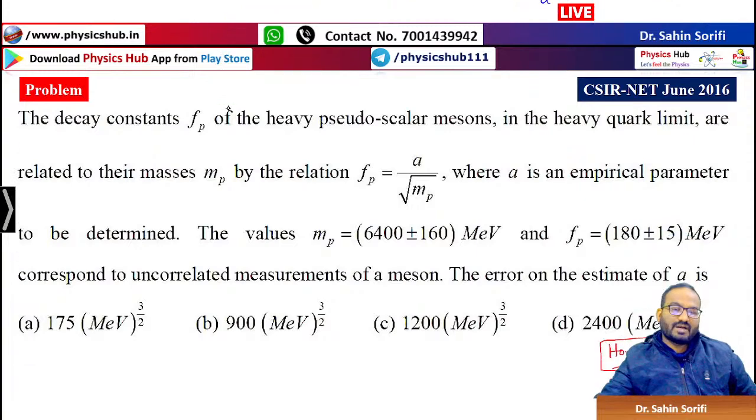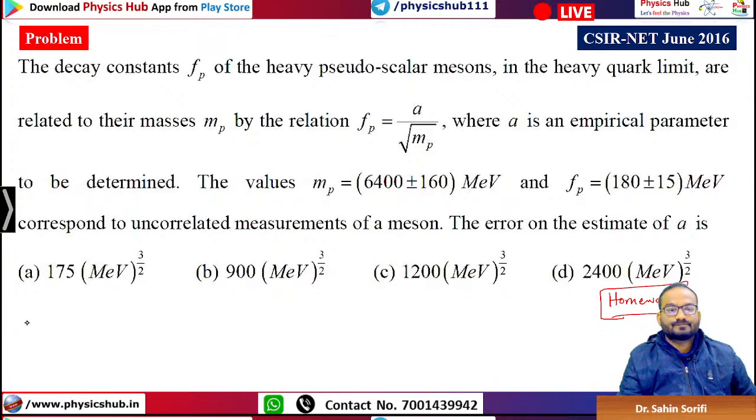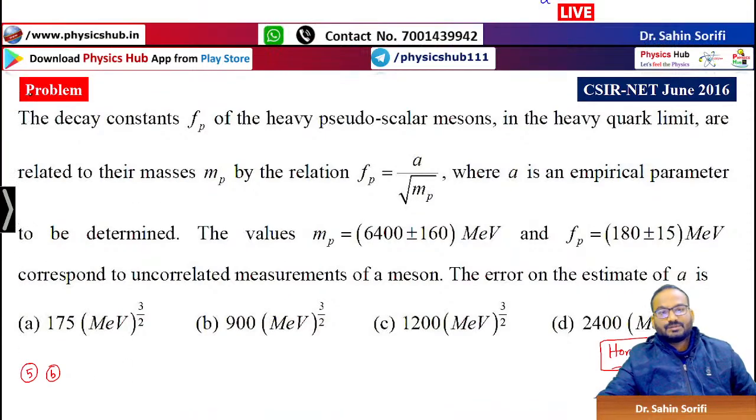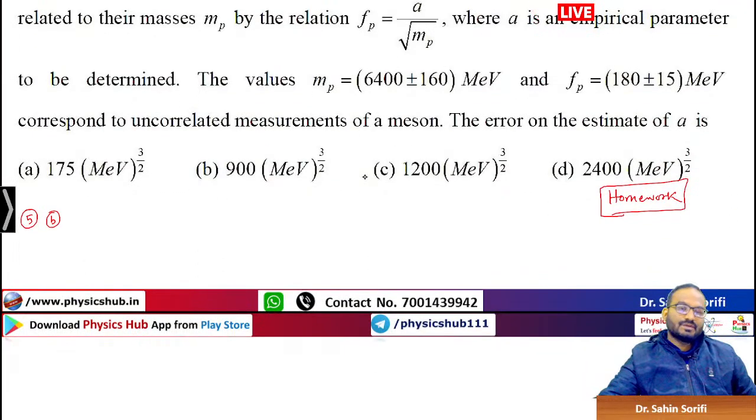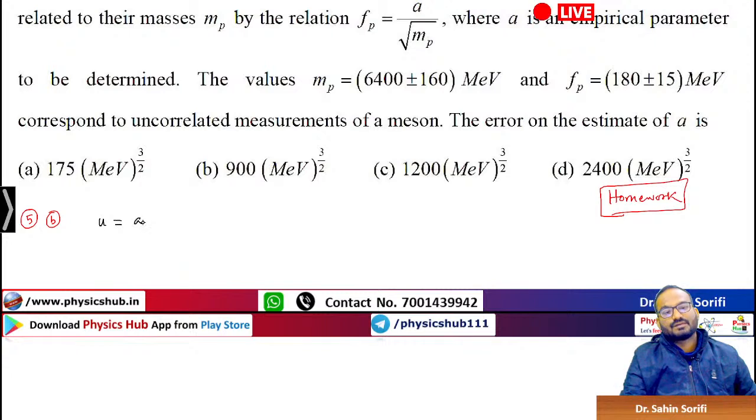Let's take the 5b case. Now instead of this exponential e to the power bx, if it is not exponential, you are given something like this, u is equal to a to the power bx. What are you going to do then?